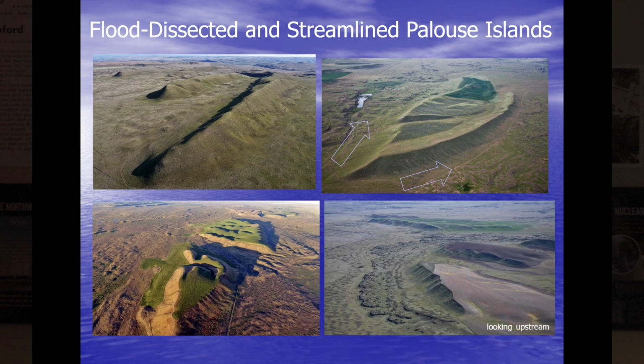And then here's another example. This is looking upstream. Here are the steeper prows or fronts of these streamlined islands. And you can see where the floods have eroded down to the basalt bedrock on either side of these islands.